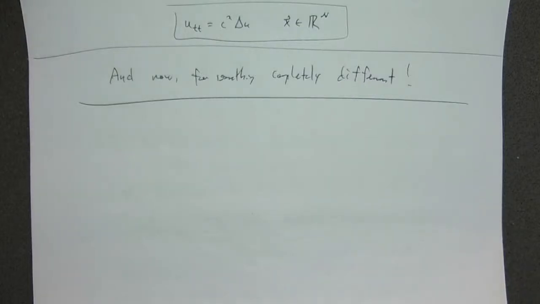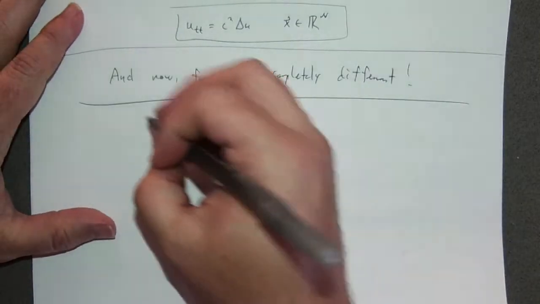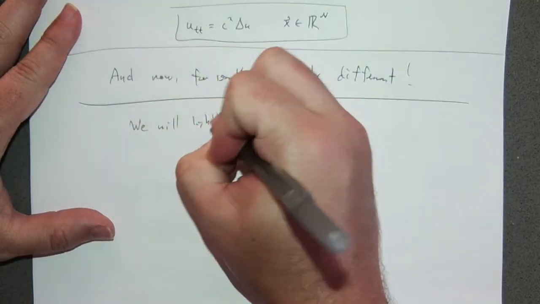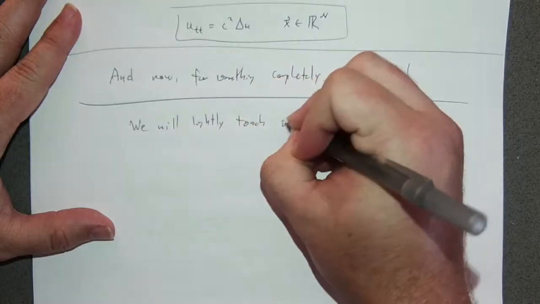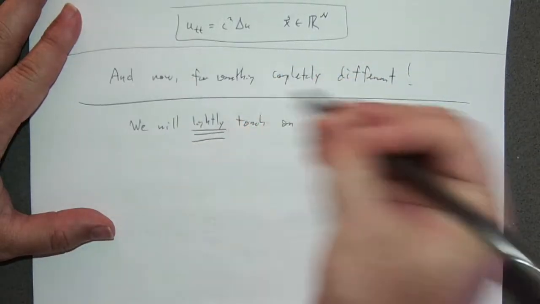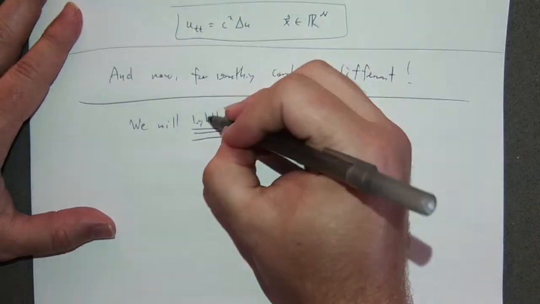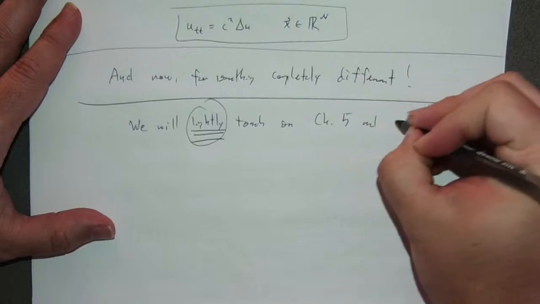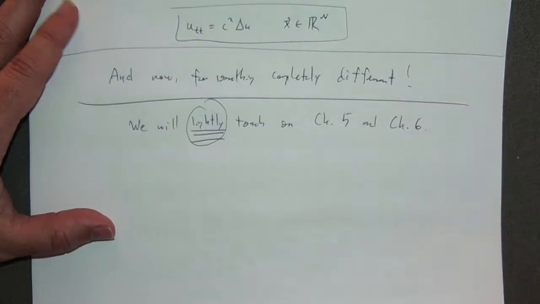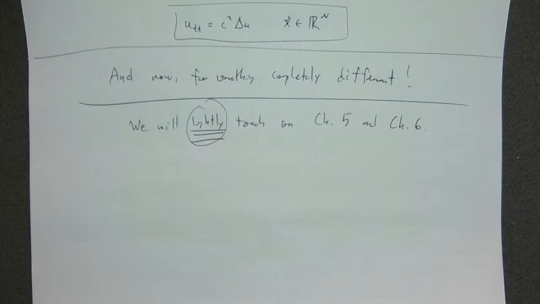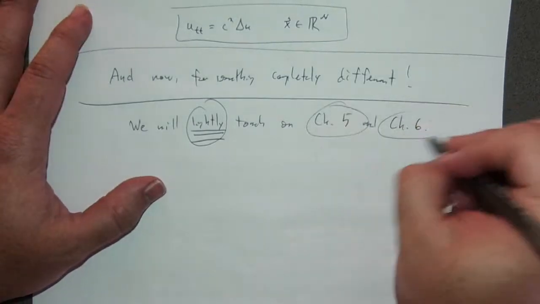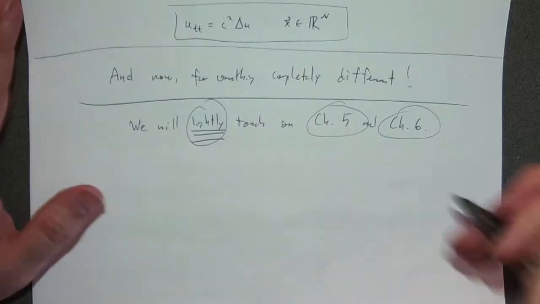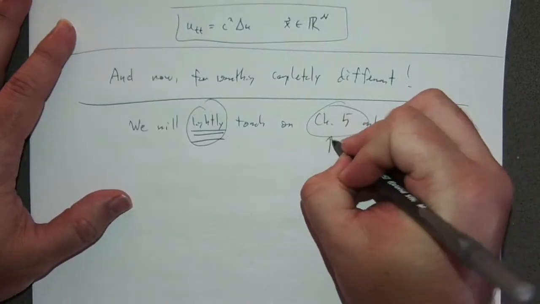How are we going to progress through the rest of the text? We will very, very lightly touch on chapters 5 and 6. It turns out we don't need a whole lot of them. That's the main thing to say. So we will very, very lightly touch on chapters 5 and 6. Chapter 5 covers what are called distributions.